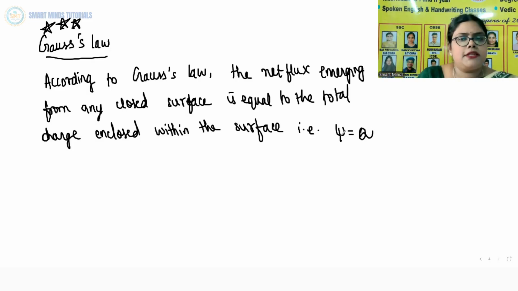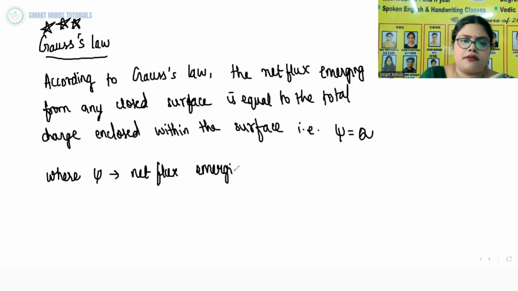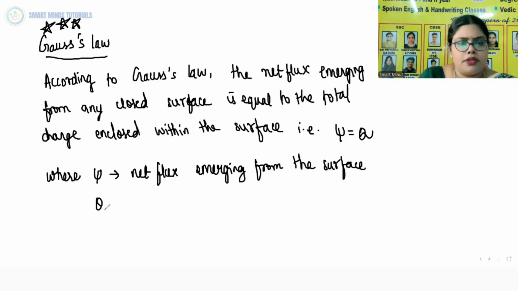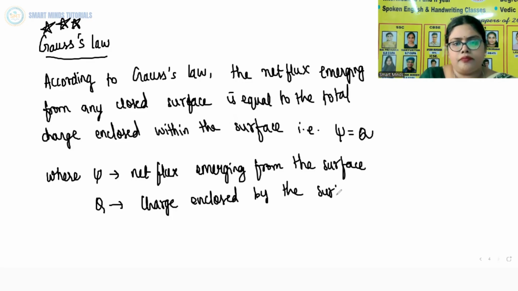So Xi is the displacement, that is the flux, and Q is the charge, where Xi is net flux emerging from the surface and Q is charge enclosed by the surface. This is the statement of Gauss law.